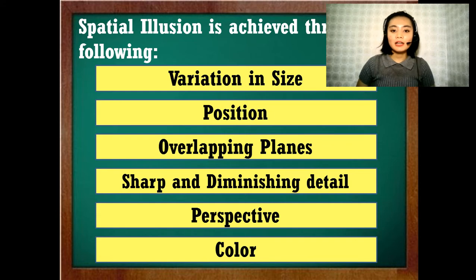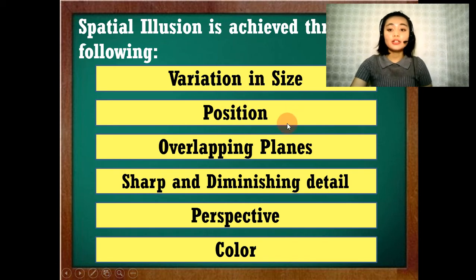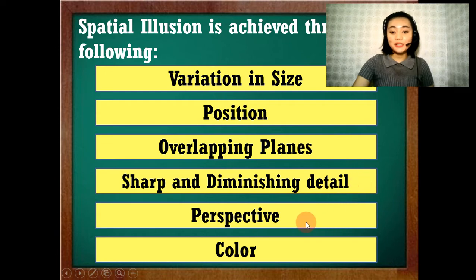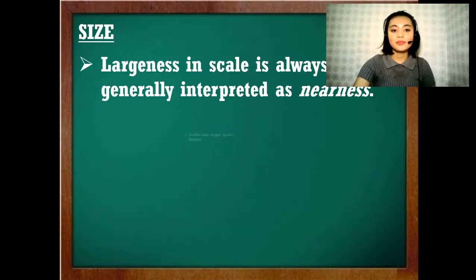Okay, so again, we have different ways on how to achieve spatial illusion. So we have variation in size, we have position, we have overlapping planes, we have sharp and diminishing detail, perspective, and color. So we are now going to discuss these. So the first one is we have size.